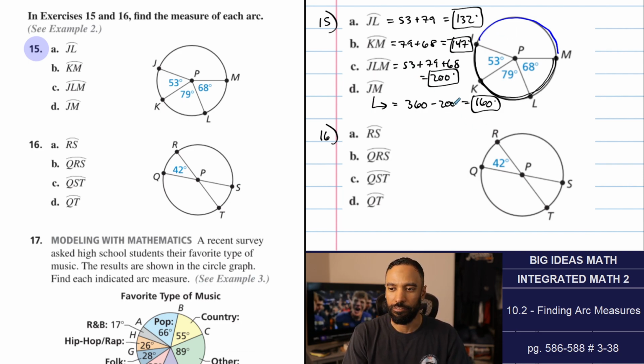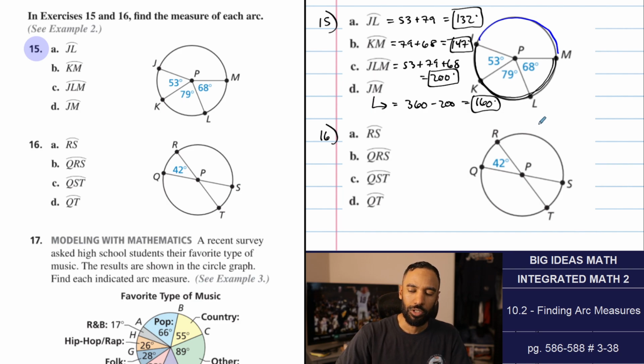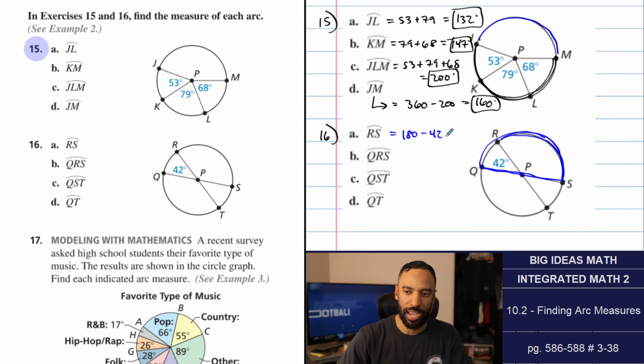All right, number 16, find the measure of each arc. Now, it's a little tricky here. Not tricky, but you have to go off the properties that you see. First, they ask for RS, right here. Now, there's nothing marked there, but QS is a diameter. Therefore, QRS is a semicircle. So for RS, we take 180 and subtract the 42 that's here. Anything that's not 42 from the 180 is this guy right there, which is 138 degrees.